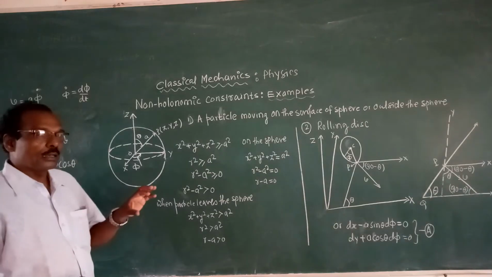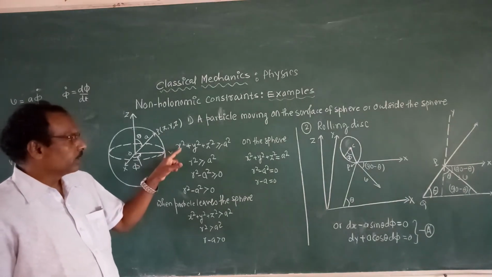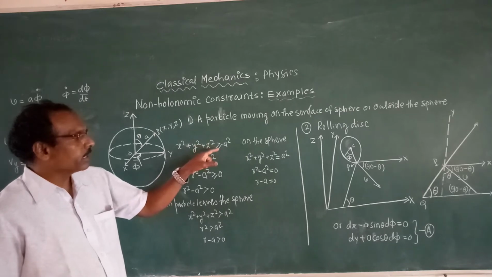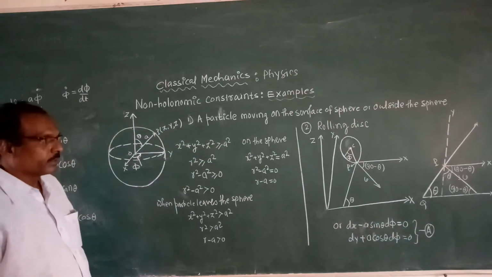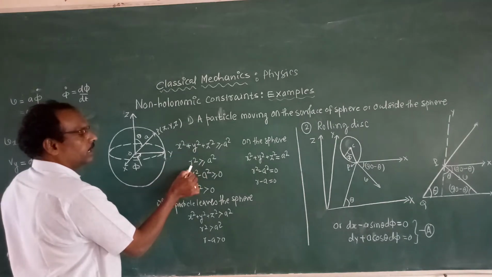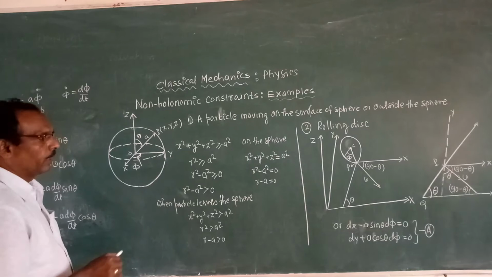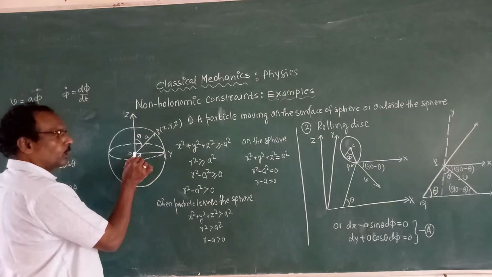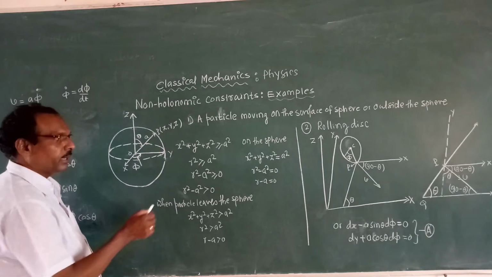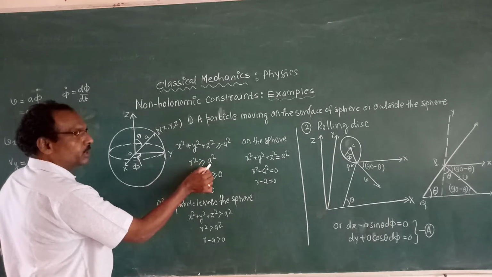As long as the particle is on the surface of a sphere, we represent the constraint equation as x square plus y square plus z square is greater than or equal to a square, where a is the radius of the given sphere. Here I can write the position of this particle in terms of a position vector R. R may not be equal to the radius all the time. The same example we considered in the case of holonomic constraint, where R is equal to the radius, that is, the position vector of the particle is equal to the radius of the sphere.